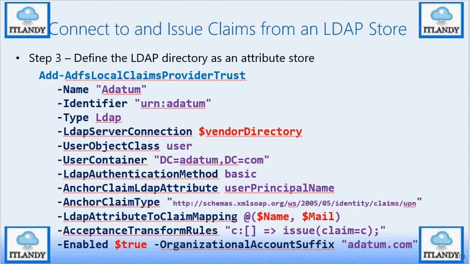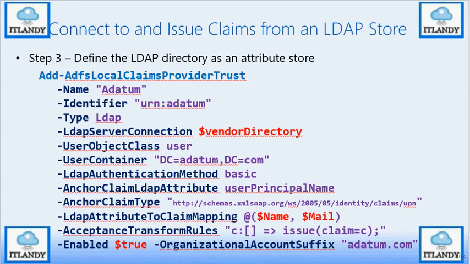Step 3, define the LDAP directory as an attribute store. We're using PowerShell: Add-AdfsLocalClaimsProviderTrust. I give it a name, an identifier, and the type as LDAP, and the directory, and then specify it as the previous one.